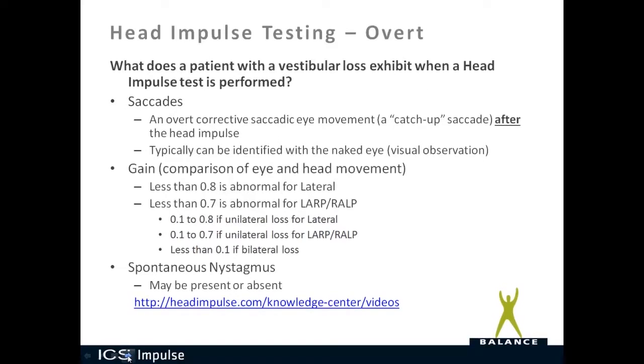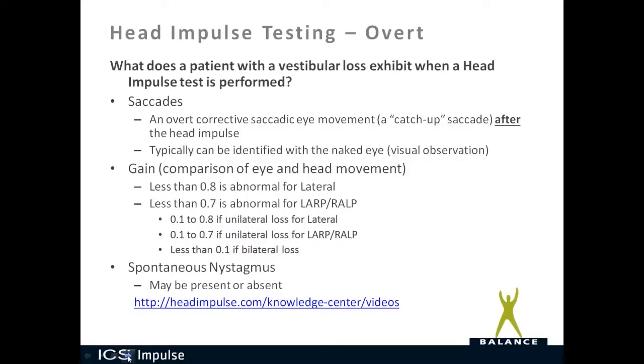So what about patients with overt catch-up saccades? Now, what is an overt catch-up saccade? An overt saccade is a corrective saccadic eye movement or catch-up saccade after the head impulse stops. So you do the head impulse, the patient should be looking straight ahead at the fixation dot, their eyes go with the head, and then when the head impulse stops, the eyes move back to the fixation dot. That's called an overt catch-up saccade. And it's typically identified with the naked eye.